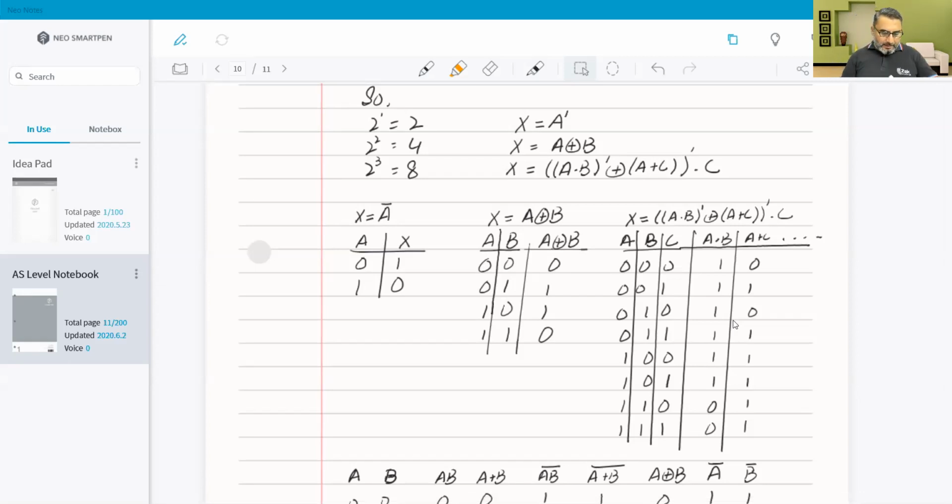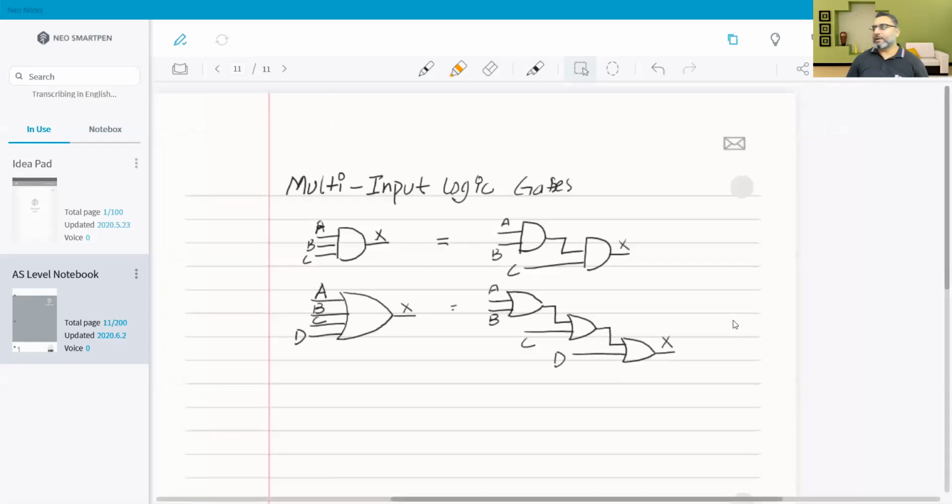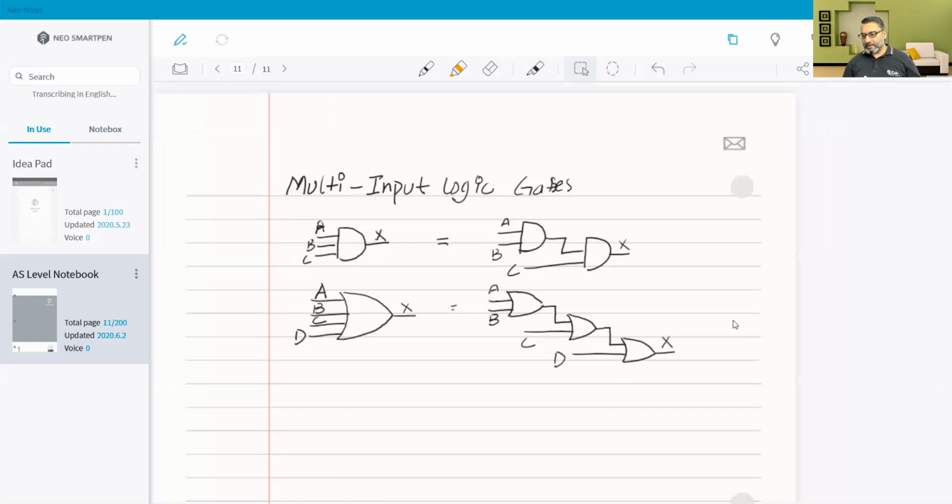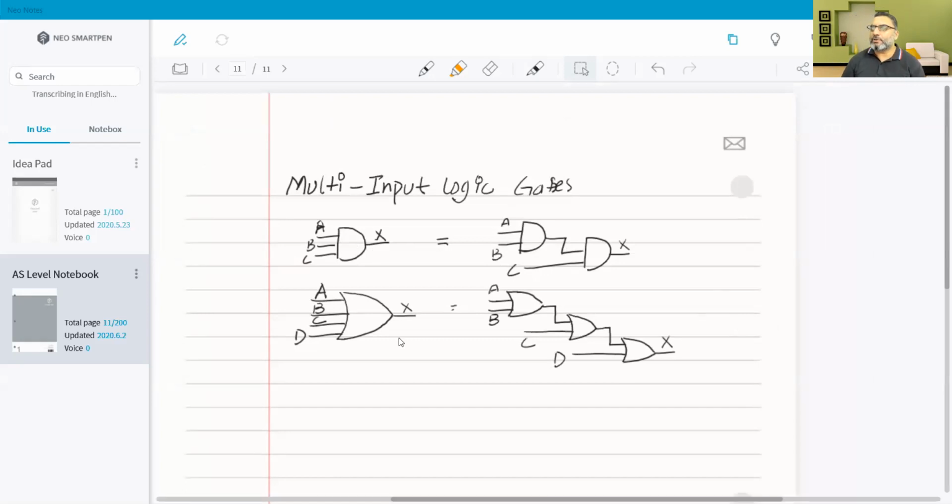With those words, we get to the next topic, multi-input logic gates. As you can see over here, for multi-input logic gates, we cannot have more than 2 inputs.